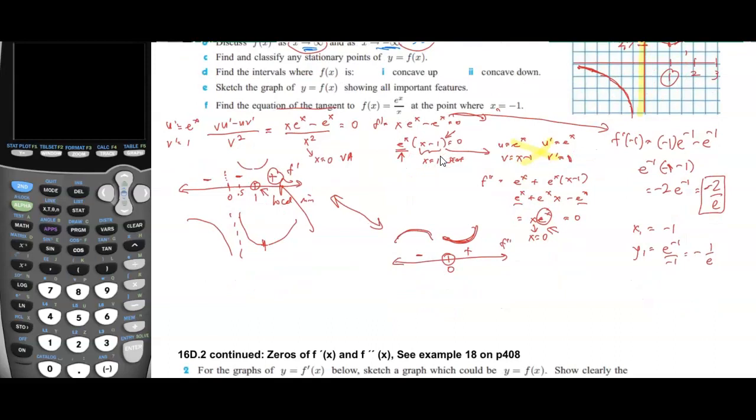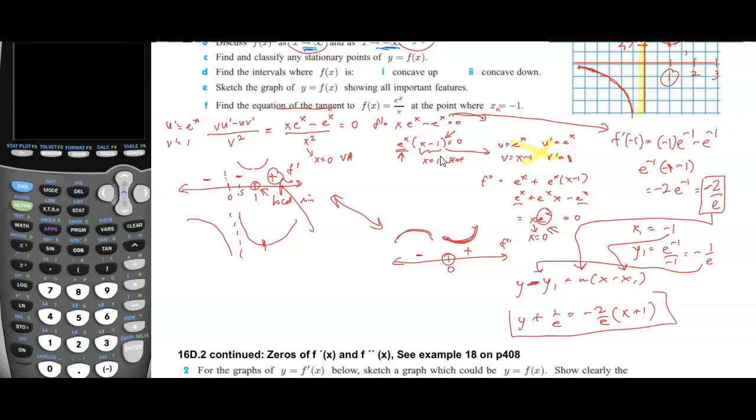Okay, and so if we want to figure out the tangent equation, write down point slope form. We put the m value here, we put the x value here, and we put the y value here. So it would be y plus 1 over e equals -2 over e times x minus -1, which is x plus 1. Here is our tangent at x equals -1. It would probably look something like this, this is our tangent line, kind of like that, at x equals -1. All right.